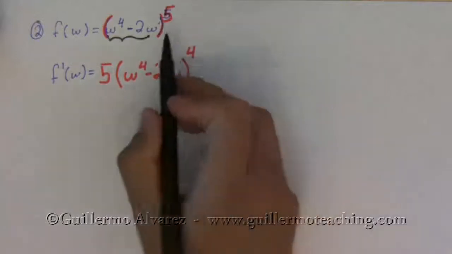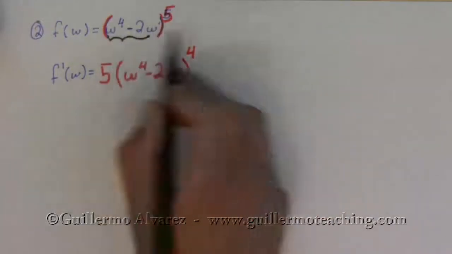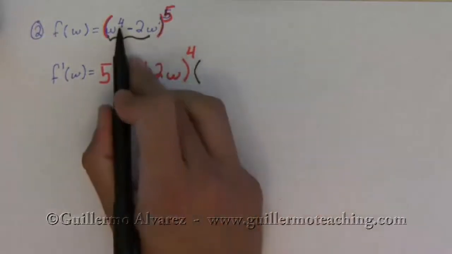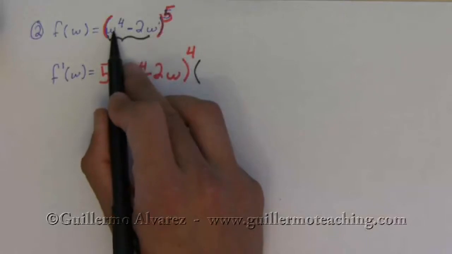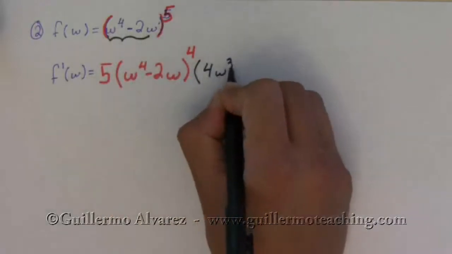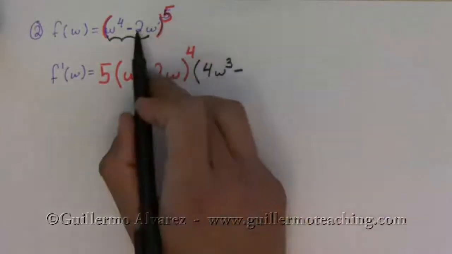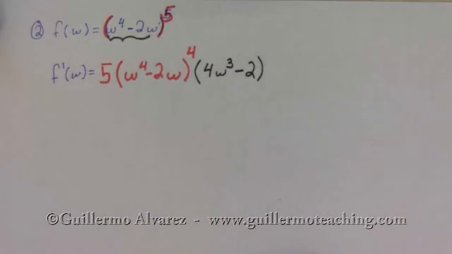Okay, then we move in, and now we're going to get the derivative of the inside. So the derivative of the inside is going to be, well, inside we have to use the power rule again. So the derivative of w to the fourth, that's 4w, subtract 1, we get 3, minus the derivative of 2w is just 2. And there we've applied the chain rule.